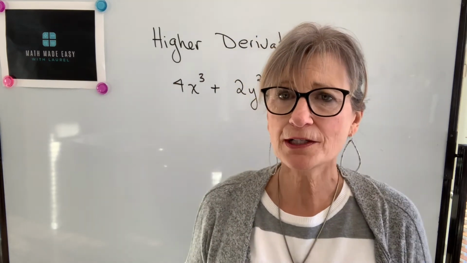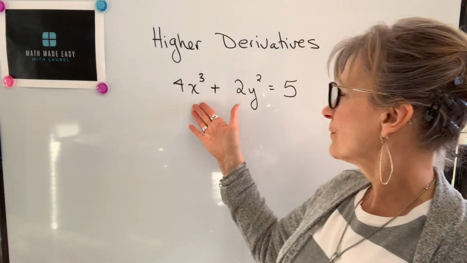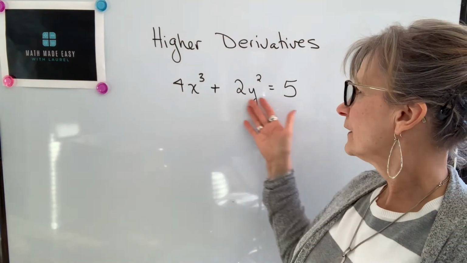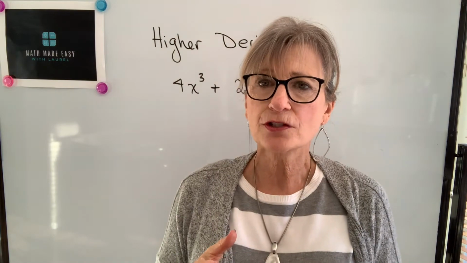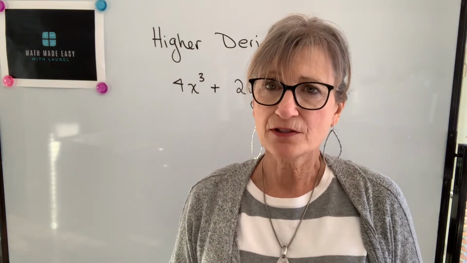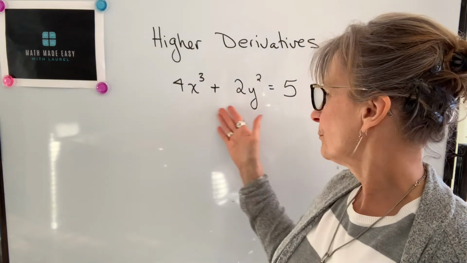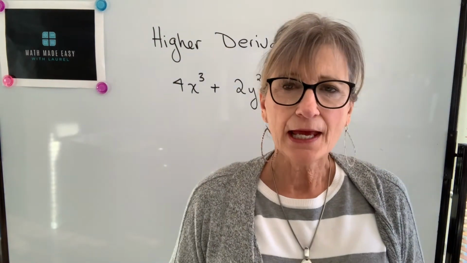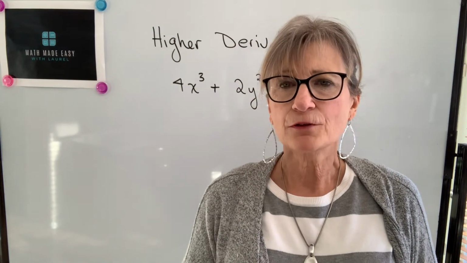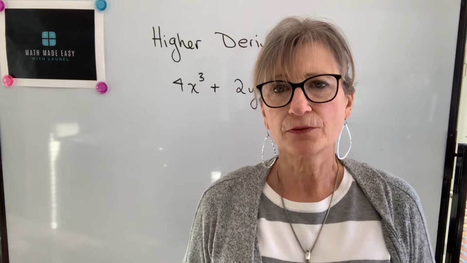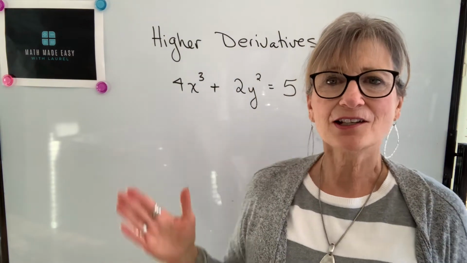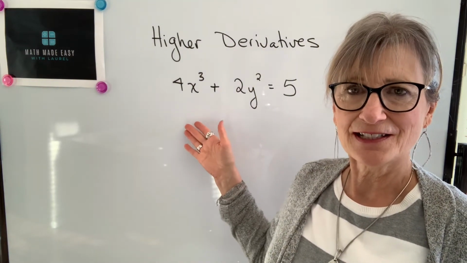In this video, I want to take a look at finding higher derivatives when you have equations where it's not an explicit function. So this would be called an implicit relation. And we can still find first derivatives, second derivatives, third derivatives, and so on. So let's take a look at finding the second derivative in this example.